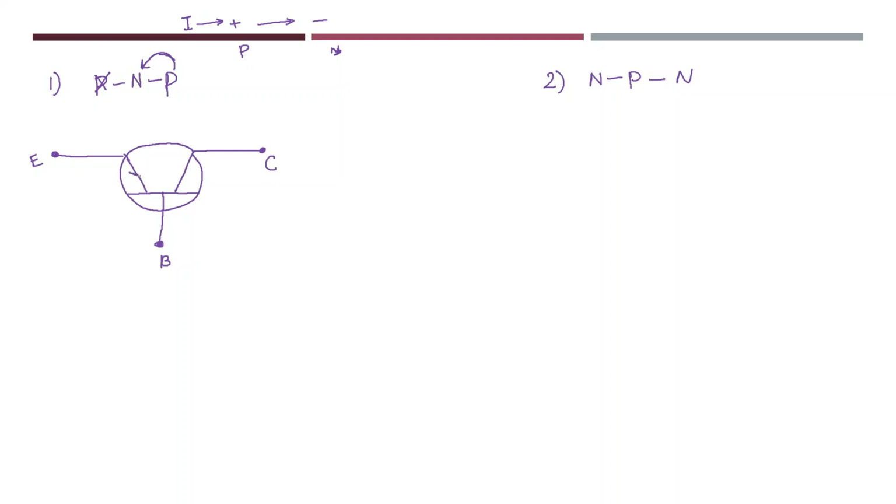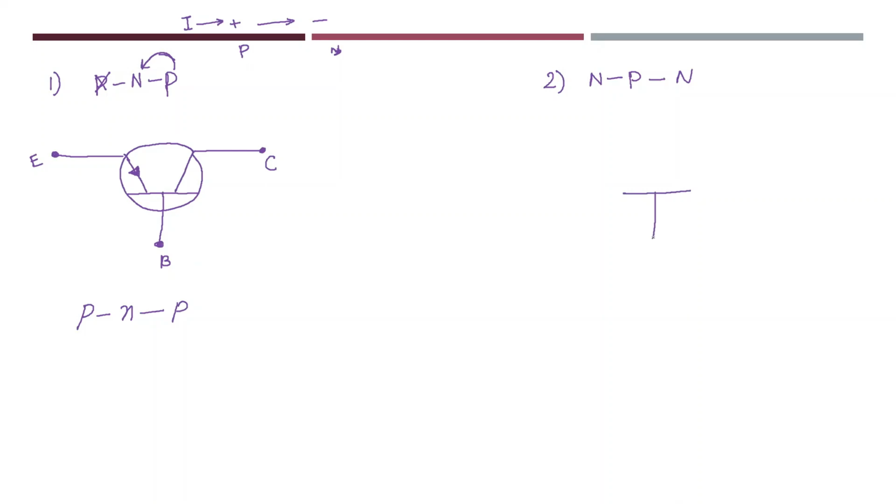So here the direction of current will be from emitter to base. So this is this type of transistor. This is PNP transistor. Always remember, in case of PNP transistor, the direction of current will be from emitter to base. Now similarly, let us see for NPN transistor.